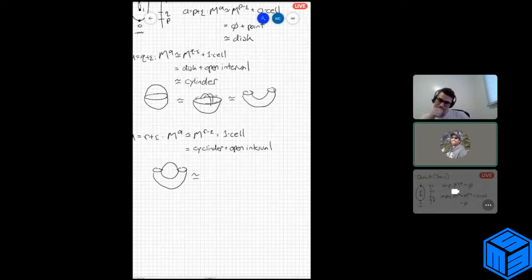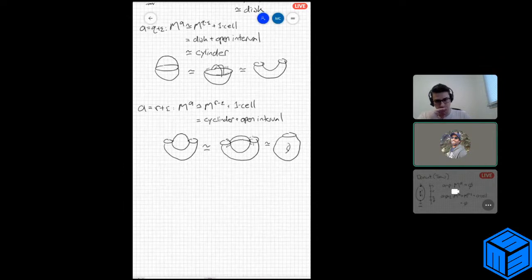I can play the same kind of game as I can have my cylinder, and I can just fatten up that line a little bit. And now if I just spread it along the edges, what I end up with is a shape like this, a donut with the top cut off.